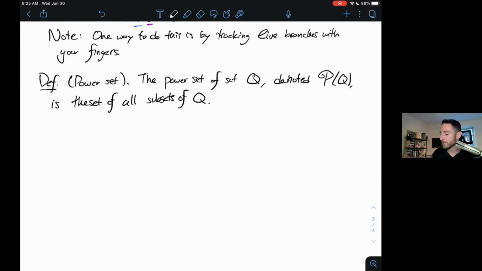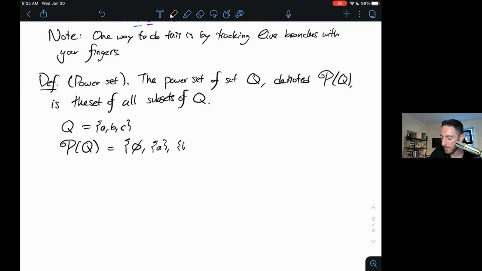So just for an example, if we had the set Q equals {A, B, C}, then the power set of Q is the set of all subsets of Q. So the null set, the empty set, is always a subset of Q. The sets containing A, B, and C, all of those are subsets of Q. We've also got AB, BC, AC, and finally ABC.